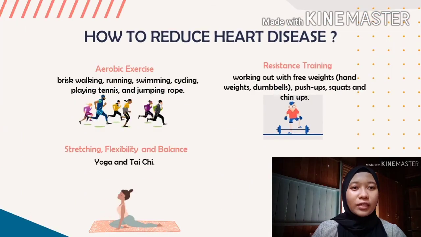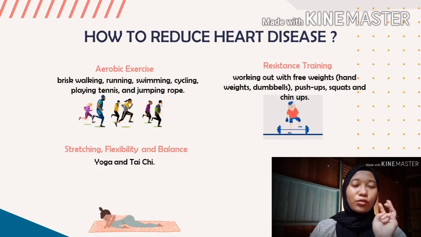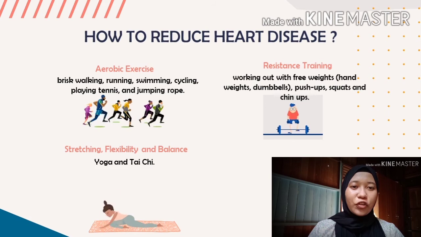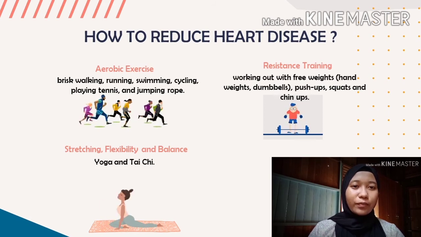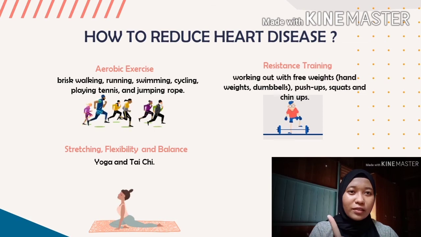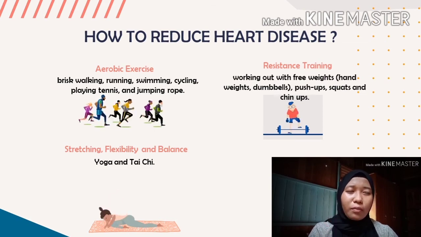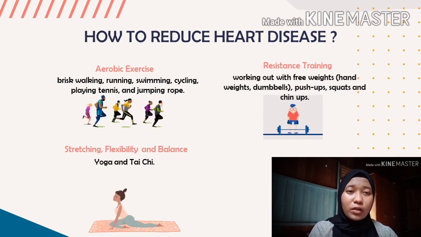Okay, next is how to reduce heart disease. Heart disease can be reduced by doing 3 exercises, which are aerobic exercise, resistance training, and stretching, flexibility, and balance. The first exercise that we can do is aerobic exercise. It has 4 functions or many more, but I'm going to share with you just 4 functions of aerobic exercise.